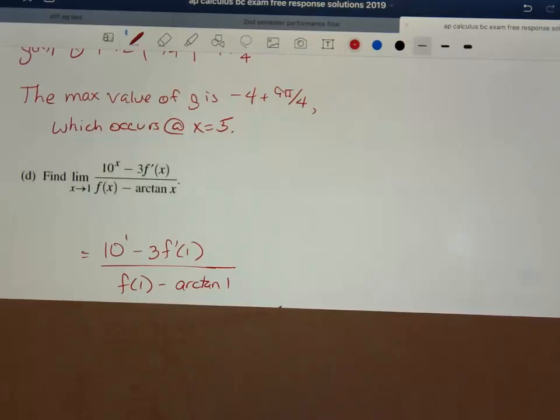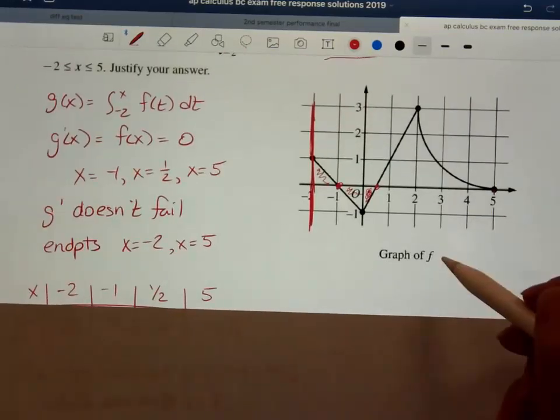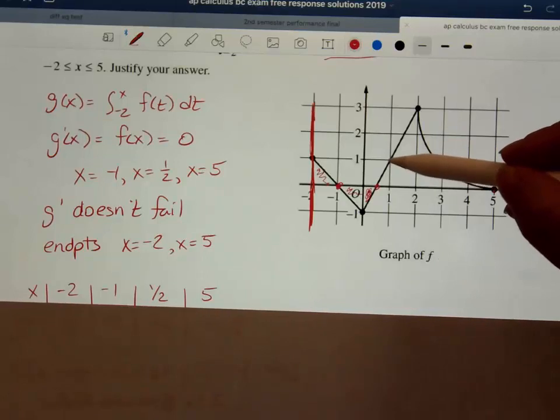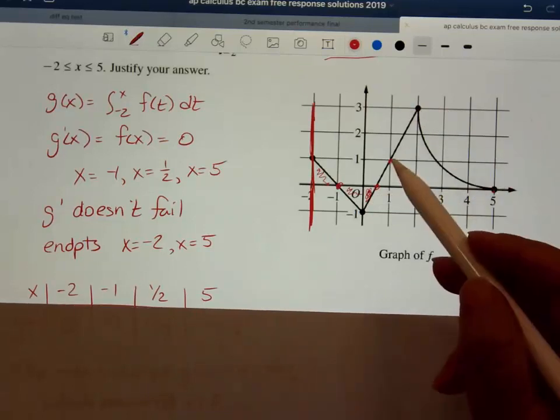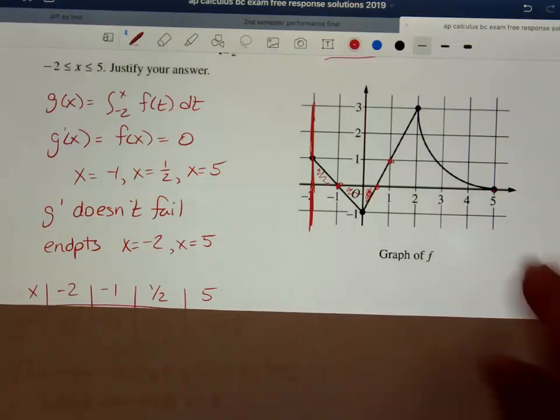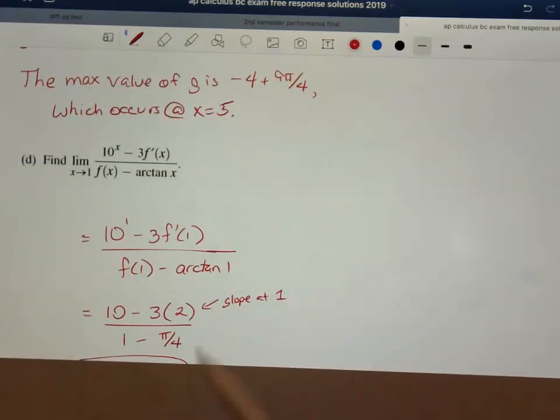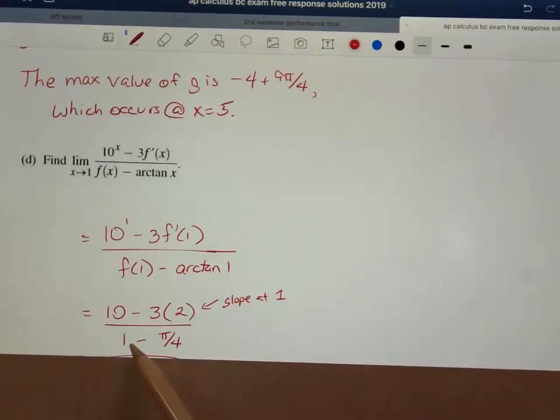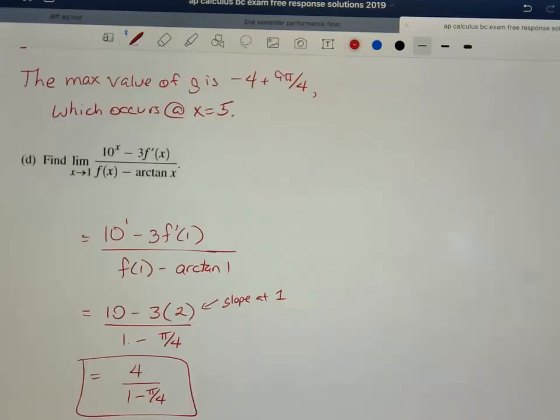So when you plug in, you get 10 to the first minus 3f prime of 1 over f of 1 minus arctan of 1. So f prime of 1, remember this is the graph of f. F prime of 1 is the slope at 1, and the slope of this line happens to be up 2 and over 1. So f prime of 1 is 2, and f of 1 is 1. So when we go back to here, we plug in 2 for f prime of 1, because that is the slope at 1. F of 1 is 1, that's the y value at 1. The arctan of 1 is pi over 4, and you clean it up, and you get 4 over 1 minus pi over 4. That's as far as you need to go as far as cleanup is concerned. So that is the answer to that part.